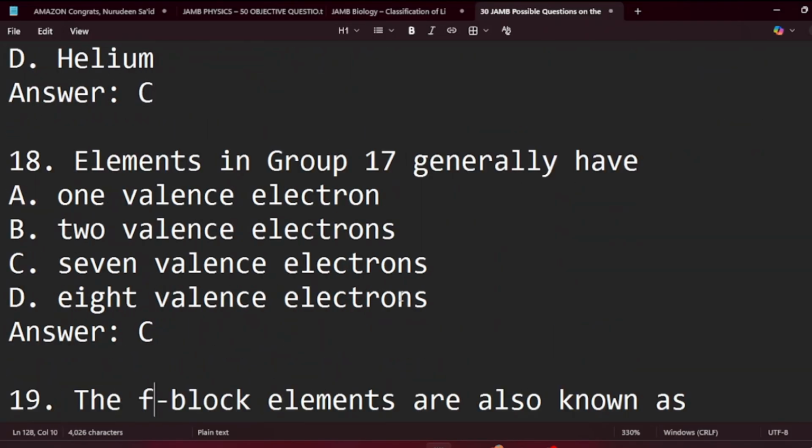Question number 18. Elements in group 17 generally have A. 1 valence electron, B. 2 valence electrons, C. 7 valence electrons, D. 8 valence electrons. The answer is C, which is 7 valence electrons.